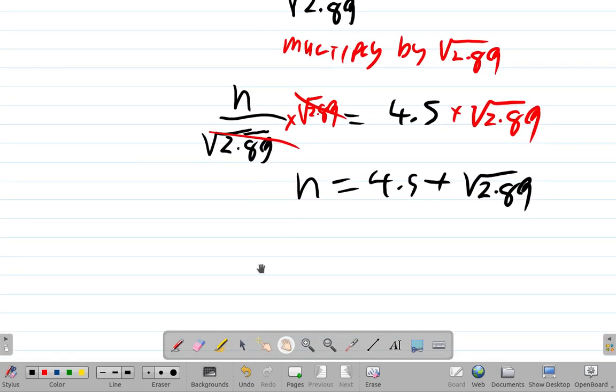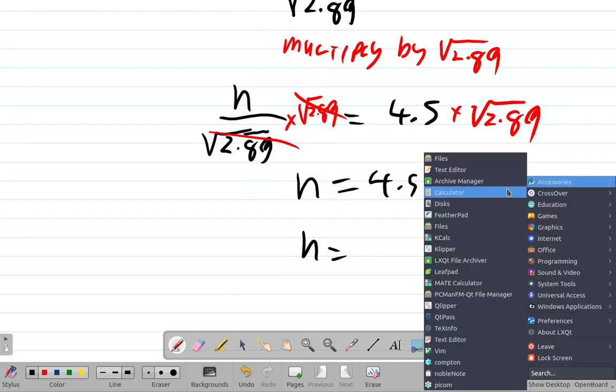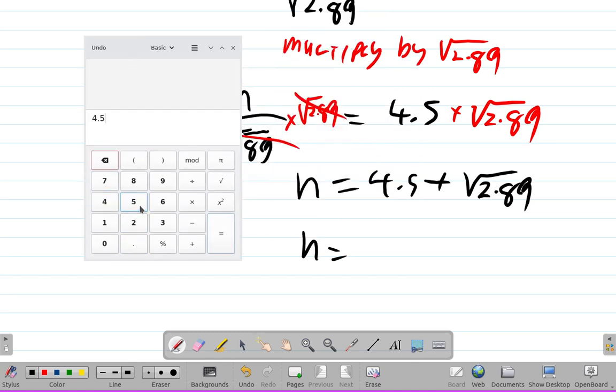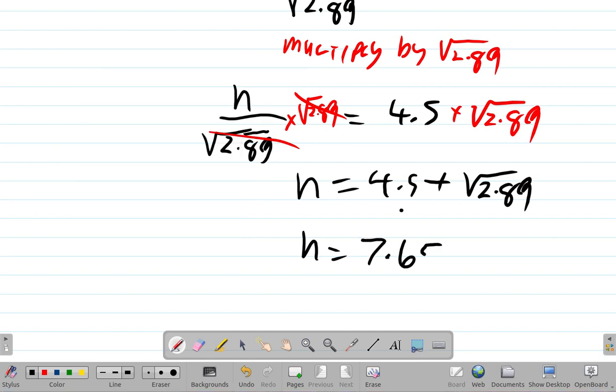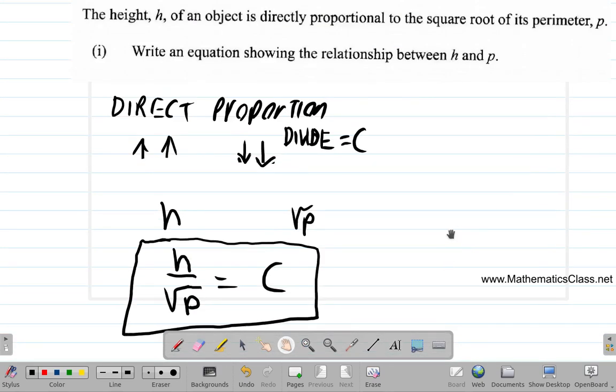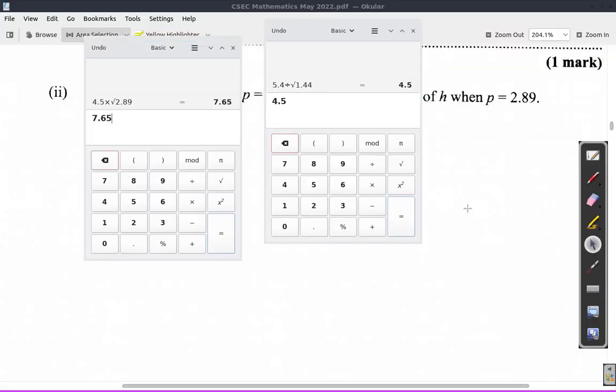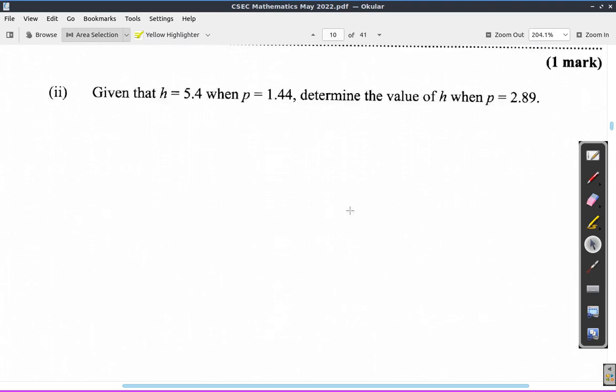Now, what will that turn out to be? Calculator. You have 4.5 multiplied by the square root of 2.89 equals 7.65. 7.65. And there we have it. The answer is 7.65. Alright? Answer to part 2 of the question here. 7.65.